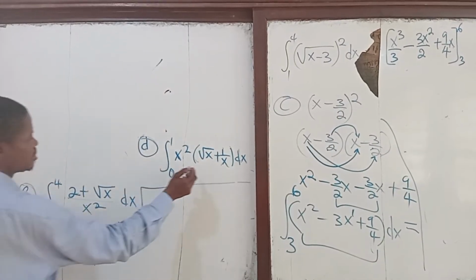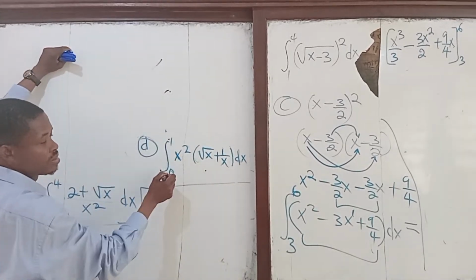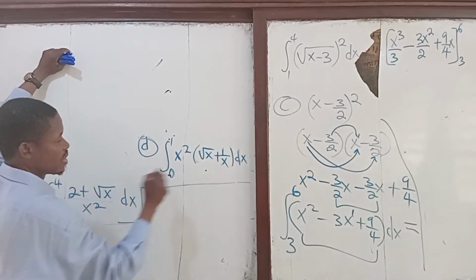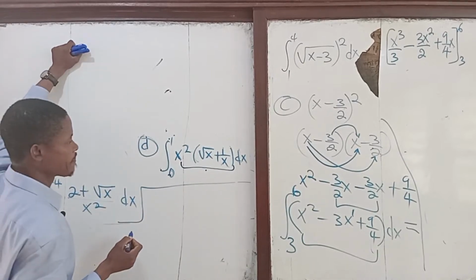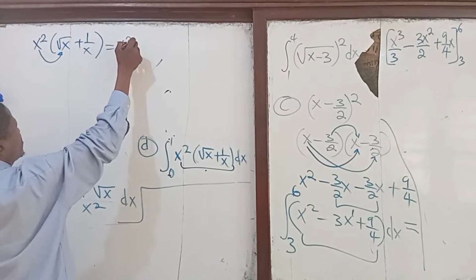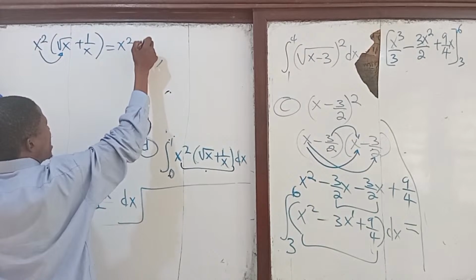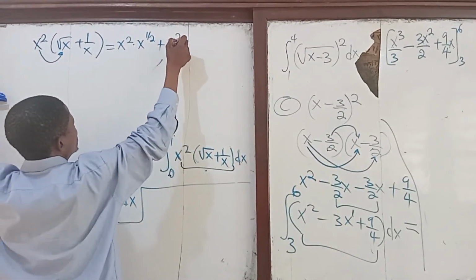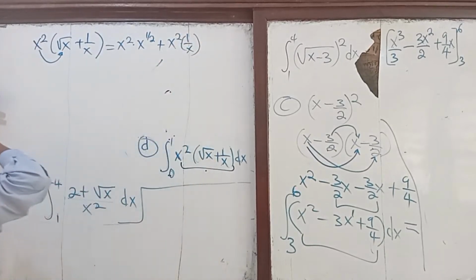This one, okay, we have integral from 1 to 0. The upper boundary is 1, the lower boundary is 0. Then we have this expression. Okay, so we're going to do the algebra. Okay, let me put it here, and that will be equal to what? X squared times this one, remove the radical, that will be x to the power half, and then plus x squared times 1 over x. Okay, is that clear?